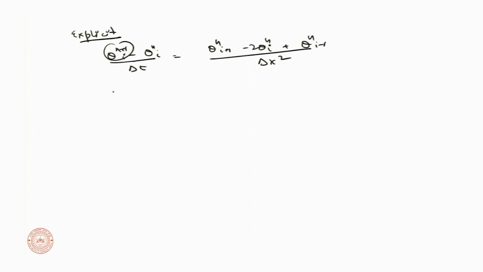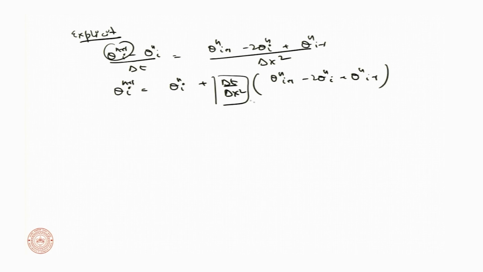So explicit is (theta n plus 1 of i minus theta n of i) by delta t equals (theta n of i plus 1 minus 2 theta n of i plus theta n of i minus 1) by delta x square. This is our unknown, these are our knowns, we take it to the left. Theta n plus 1 of i is equal to theta n of i plus delta t over delta x square of (theta n of i plus 1 minus 2 theta n of i plus theta n of i minus 1).